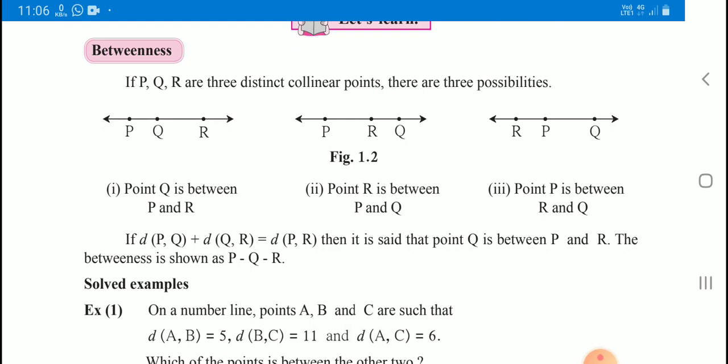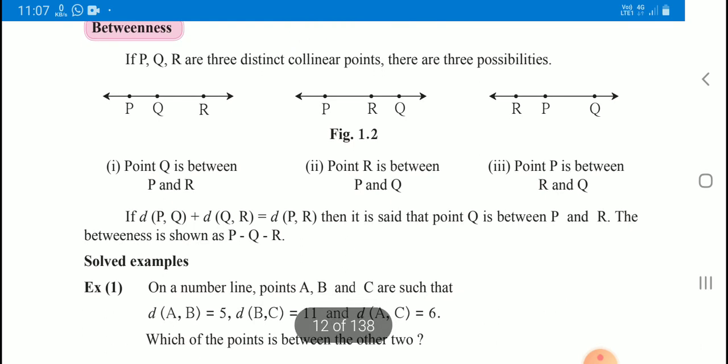In 6th standard you have studied collinear points and non-collinear points. Collinear points means two or more points, or three or more points, which lie on the same line are known as collinear points, and if they do not lie on the same line then they are known as non-collinear points.